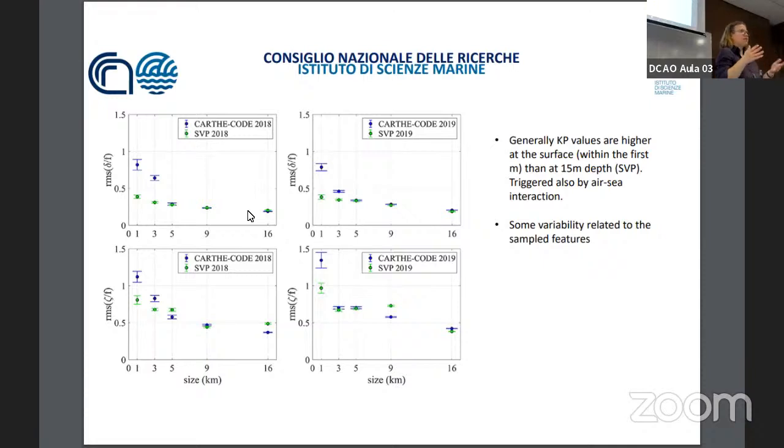And so generally, we see that kinematic properties values are higher at the surface than at 15 meters, which are also triggered by air-sea interaction. And we see some variability in the vorticity, as we also commented in a previous slide, that is generally related to specific submesoscale features that are vorticity dominated.